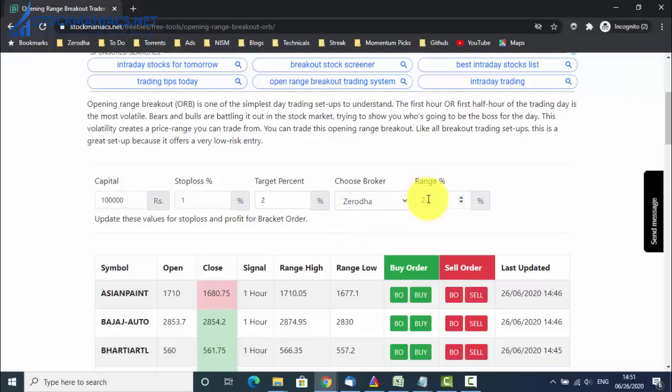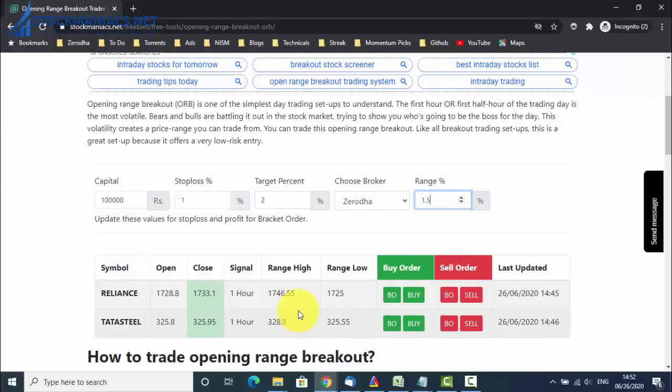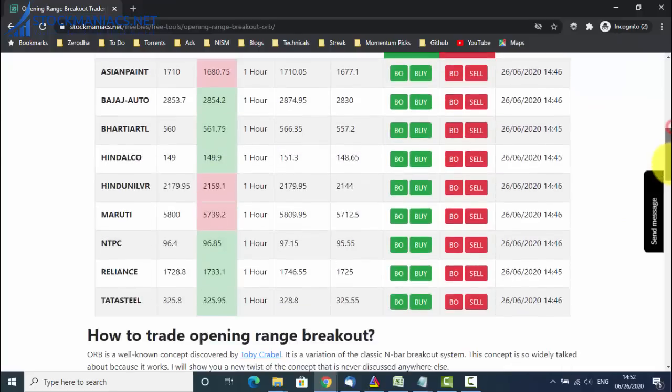And here the range percent is 2%. So you can increase or decrease it to see more or fewer ranged stocks. Suppose I am making it 1%. So you can see only the stocks that are inside the 1% range shown here. Now if I make it 1.5%, any stock whose total range today is below 1.5% will be shown here, and we can increase it to see more stocks over here.